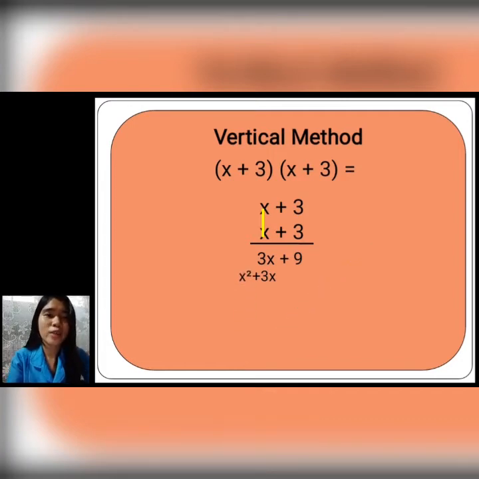Then, after that, we are going to add these 2. So, just bring down positive 9. Then, next, we are going to add 3x to positive 3x. Then, we have 6x. Then, just bring down x squared. So, the final answer is x squared plus 6x plus 9.